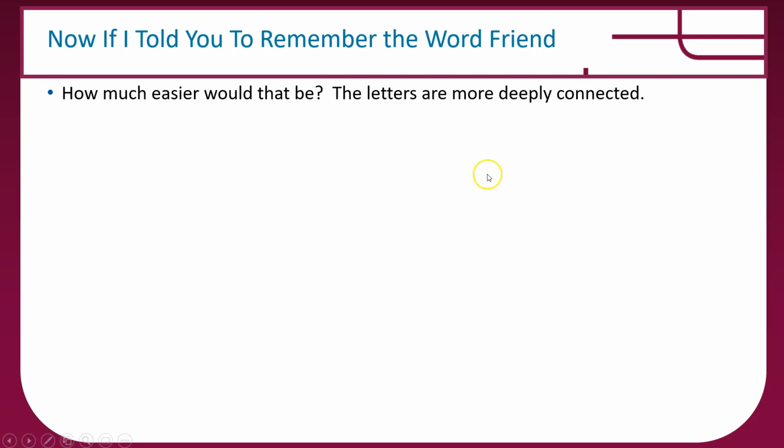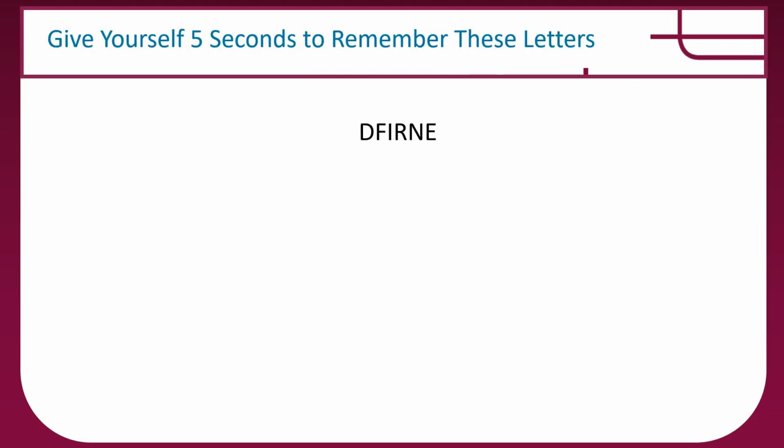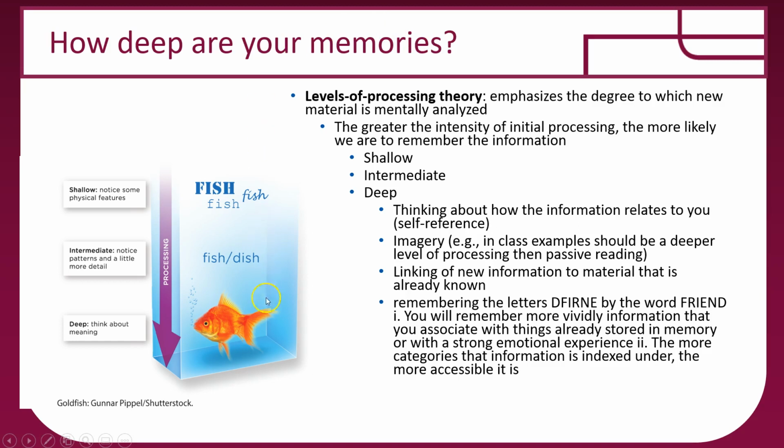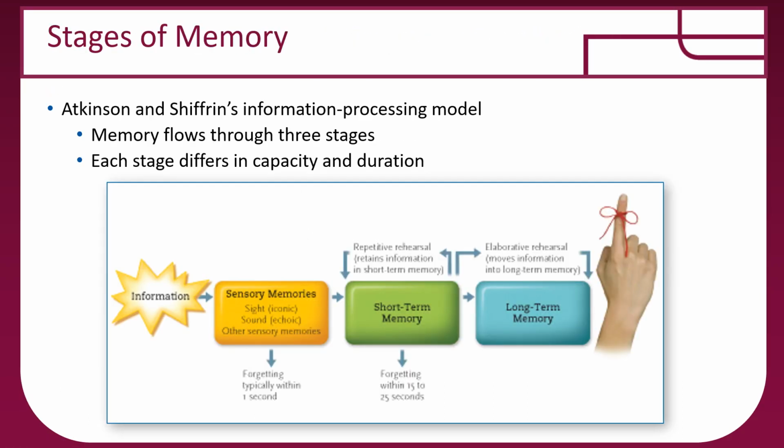However, if I told you to remember the word friend, which are those same letters, wouldn't that be much easier? Well, the reason is those letters are more deeply connected. You can say, oh, I can remember all these letters because they are deeply connected in that word friend. I can remember the word friend, and that makes the whole process much easier. So again, the goal is to more deeply process the information initially, and then it makes it easier to remember later on.